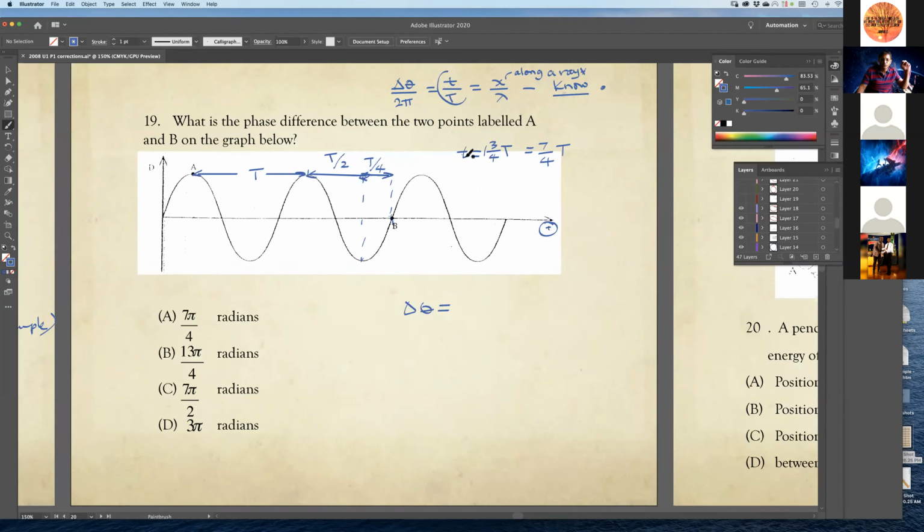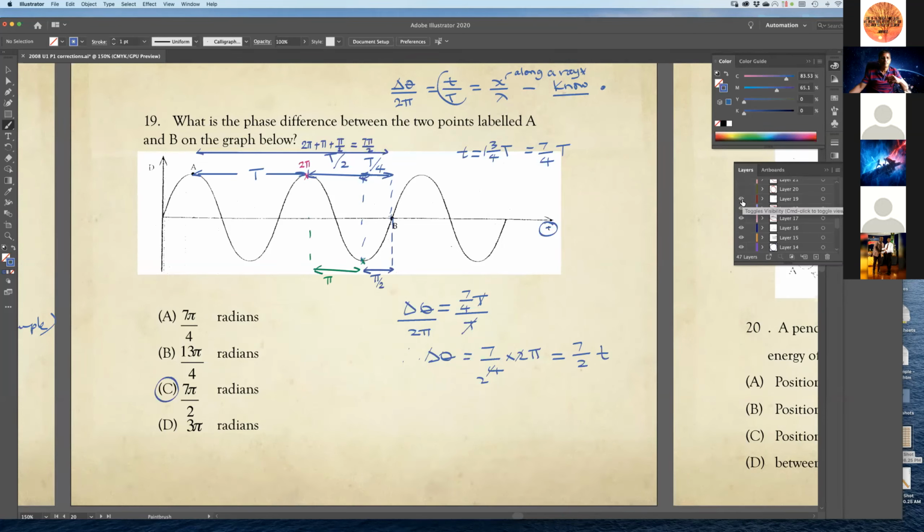So we're substituting for T in the equation. Claire? What am I saying? It's 7/2 pi, not T. My bad. 7/2 pi. That's the answer.